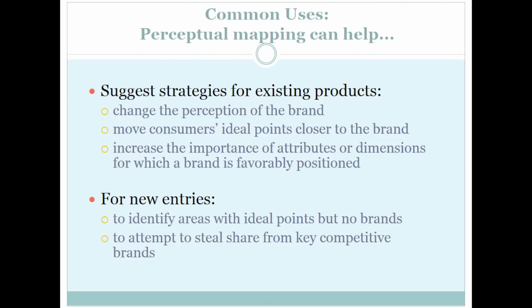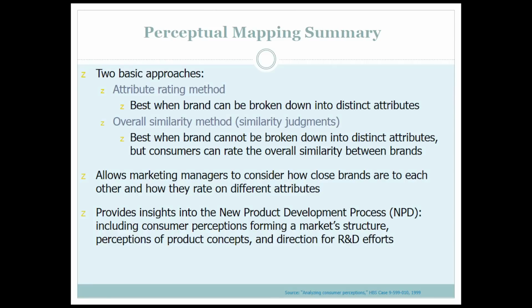So this last slide is just a summary of some of the perceptual mapping material. You'd want to know there's an attribute rating method, and that's how that works. There's an overall similarity method, and that's how that works. So that's probably a good slide to know pretty well, right? I've actually asked that exact slide on exams before, for example. Okay.